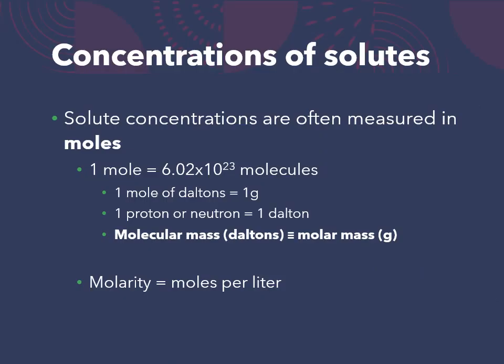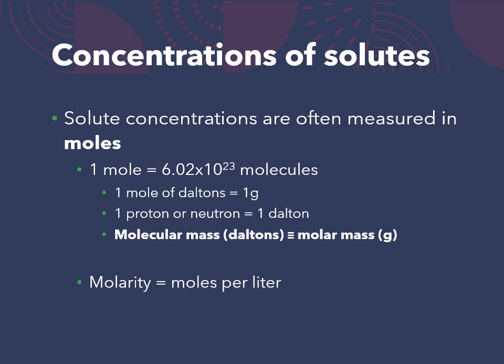Now, we often measure the concentration of solutes in a unit called moles. 1 mole is defined as 6.02 times 10 to the 23 molecules. This is known as Avogadro's number. Now, if you're not familiar with scientific notation, this means 602 with 21 more zeros after it, so it's a really huge number. Scientific notation like this is a way for us to work with really big or really small numbers in an easier to handle format.